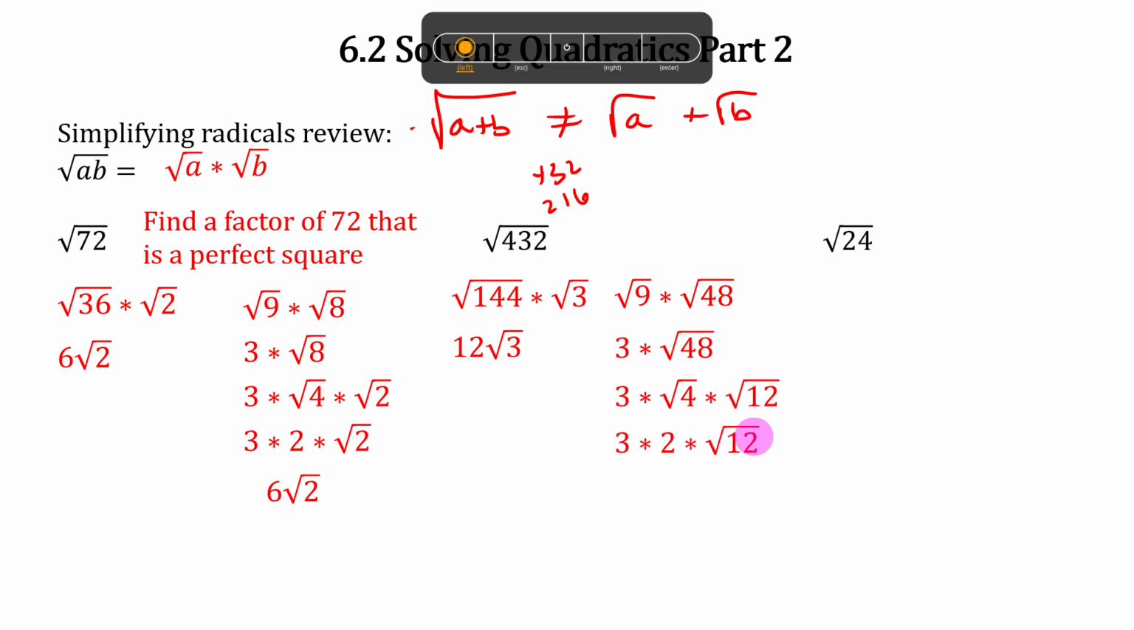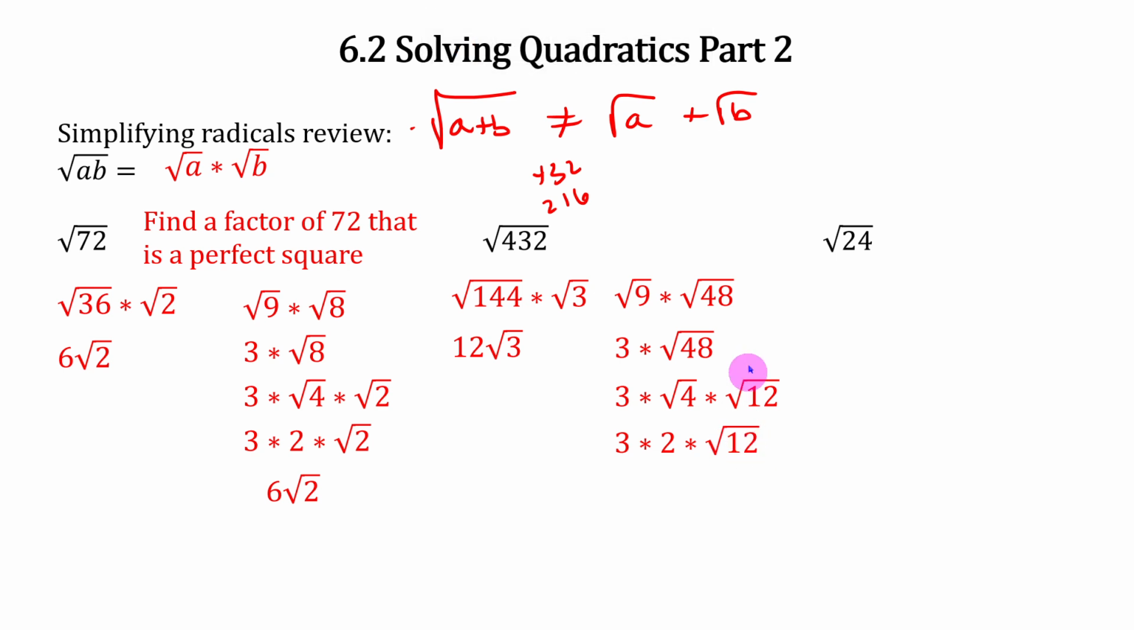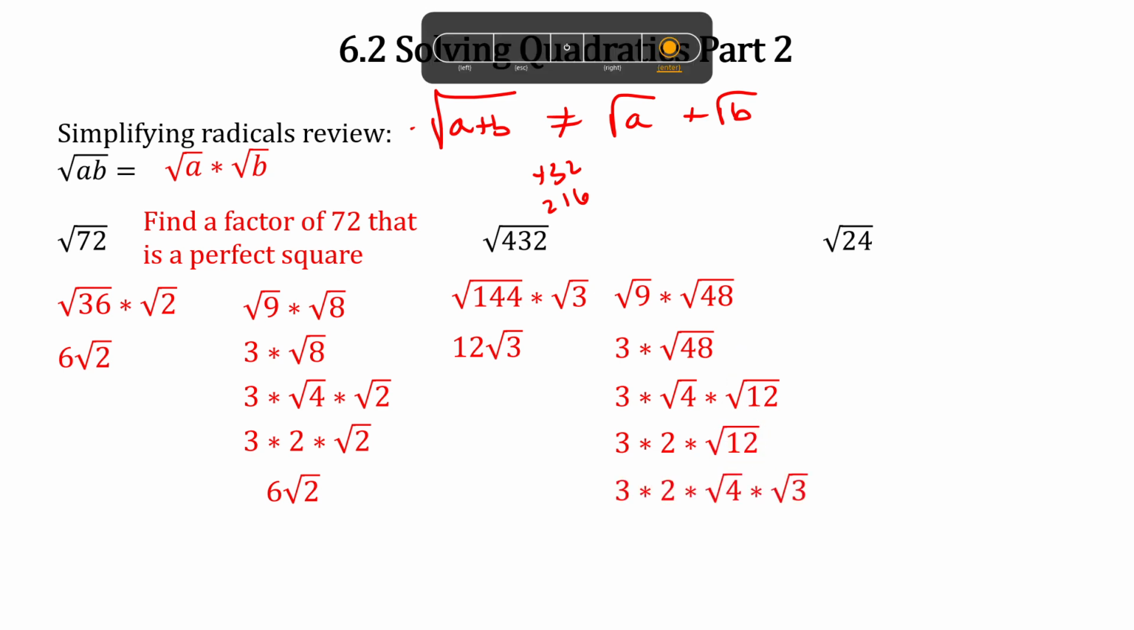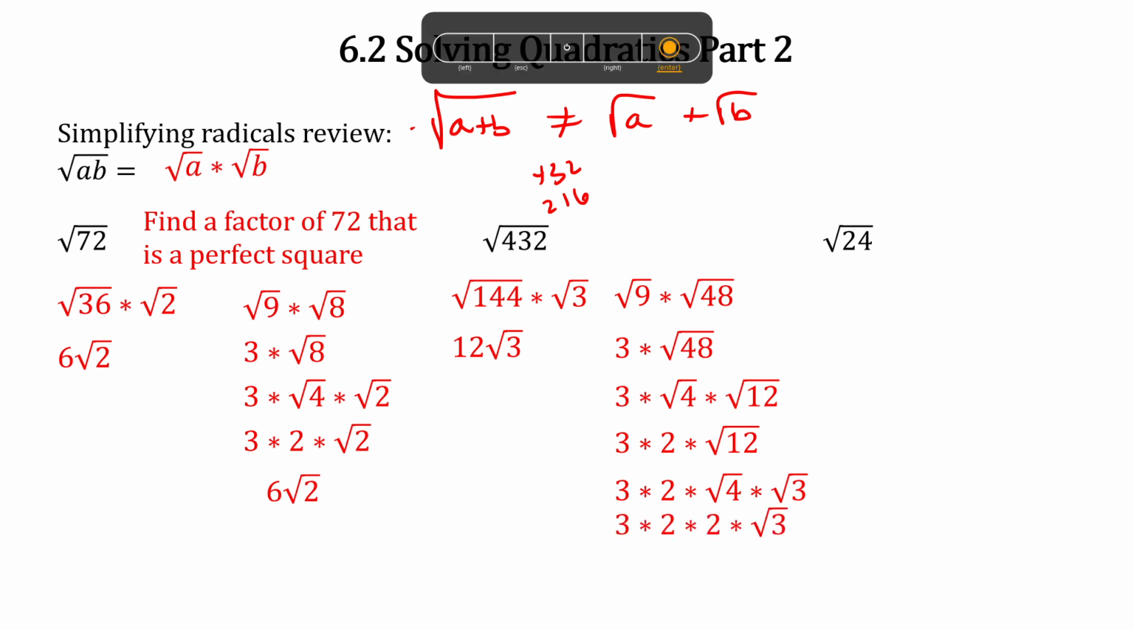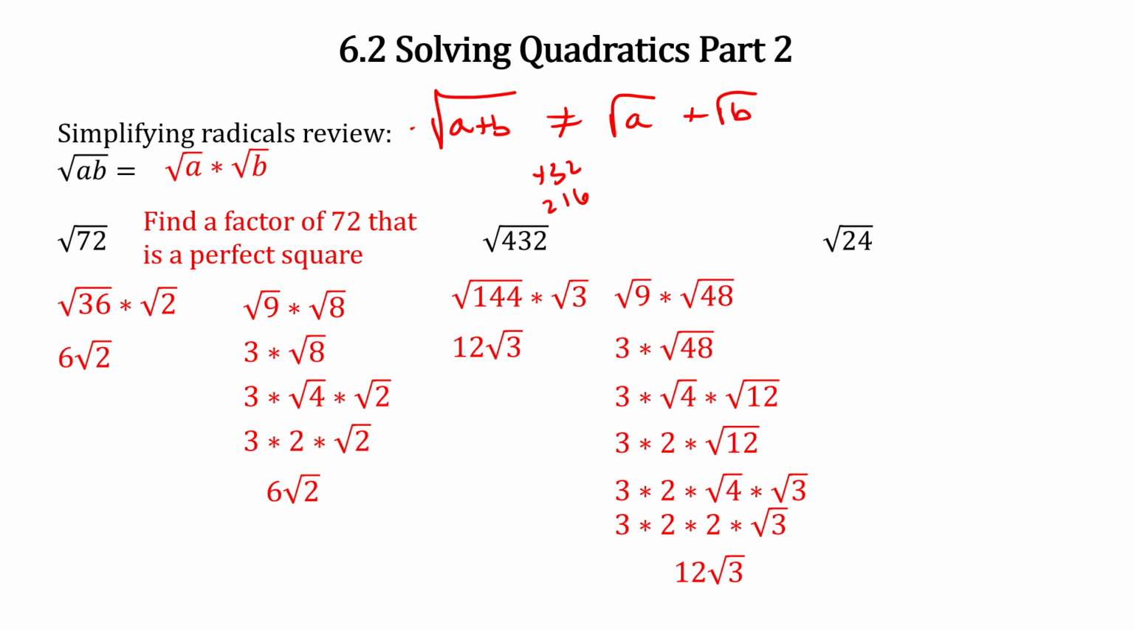Back up, sorry. But 12 also has a perfect square in it. It's 4 times 3. And again, the square root of 4 is 2. So you have 3 times 2 times 2, which is 12. So just keep breaking them down by perfect squares. 4 is a perfect square, 9, those small ones, you just have to keep breaking it down.